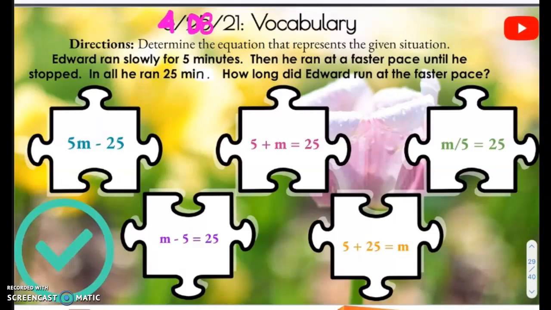All right, so our vocab. Edward ran slowly for 5 minutes. He then ran at a faster pace until he stopped. In all, he ran for 25 minutes. So how long did Edward run at the faster pace?